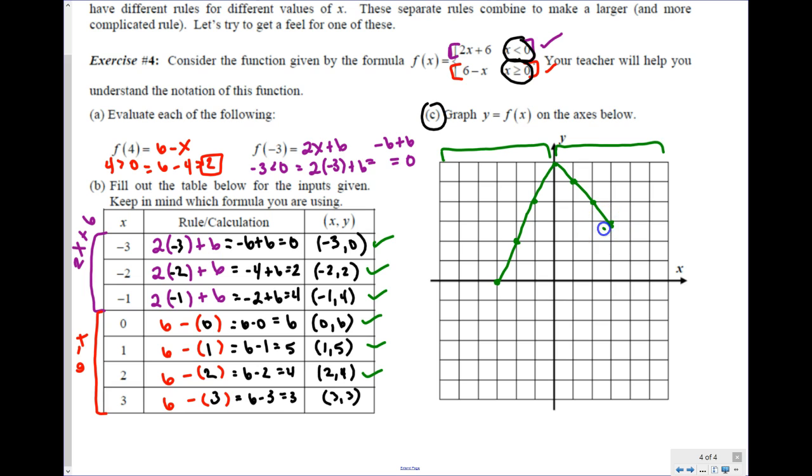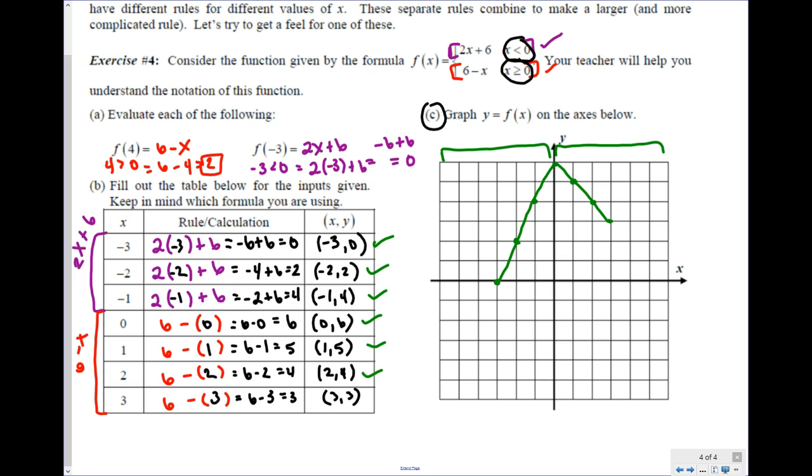Normally, I would put arrows at the end like that, but in this exact example, they just give me a given table, so I'm going to stop at these 2 points. But normally, for a function, it would continue to go on forever and ever and ever. Okay? It's called a piecewise function. It's got 2 different equations for the function.